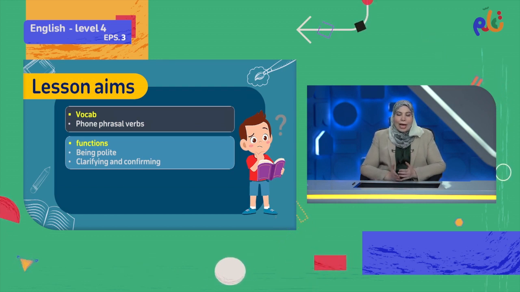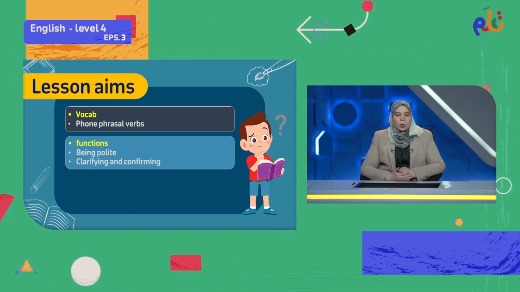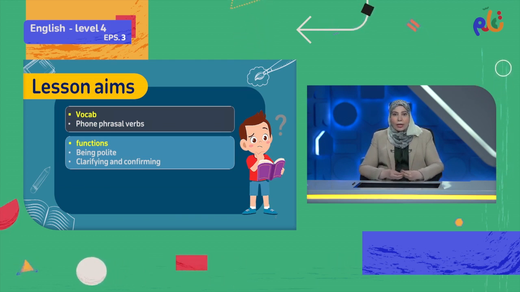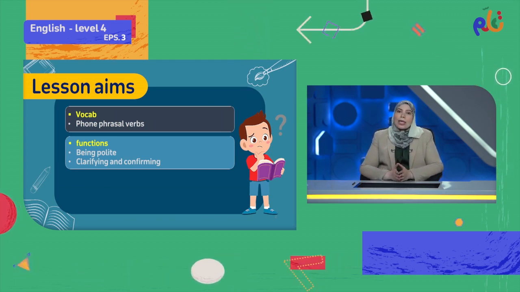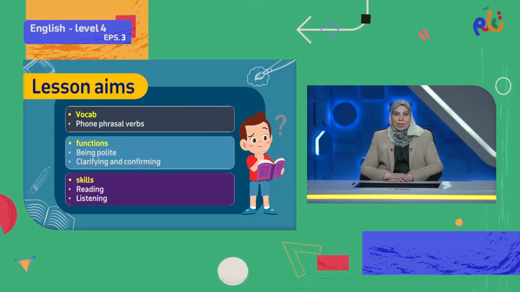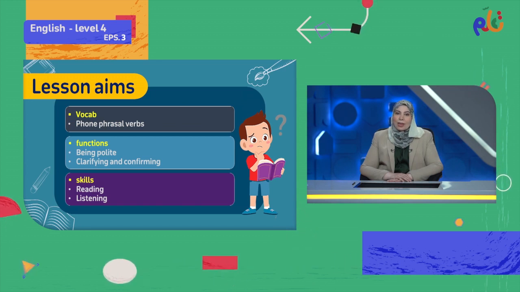And the function is the language that we use as a chunk for communication. So we're going to look at being polite. And we're going to look at clarifying information, how we can sound polite on the phone, and how we can clarify the information or ask for clarification if something is not clear enough. And we're also going to look at skills. And for our skills today, we're going to have listening and we're going to have reading as well.